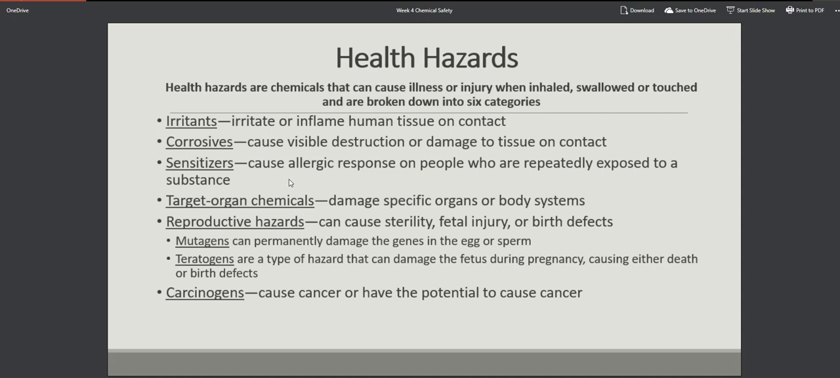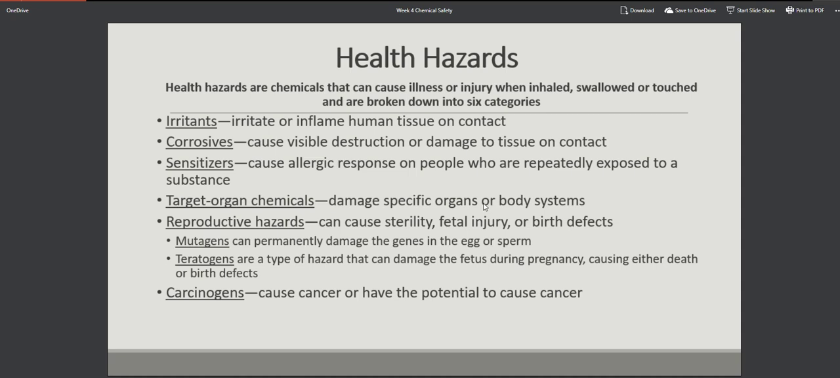So the first time or two you might get away with it, but being around it all the time might become an issue, or it might inflame asthma, all right? And sometimes we'll see this in beginning welders, and then they kind of get used to it from the fumes and the metal and the iron, and it kind of goes away for a little bit. But if you're seeing any of these major problems, please let us know. Target organ chemicals, which damage specific organs or body systems, all right?